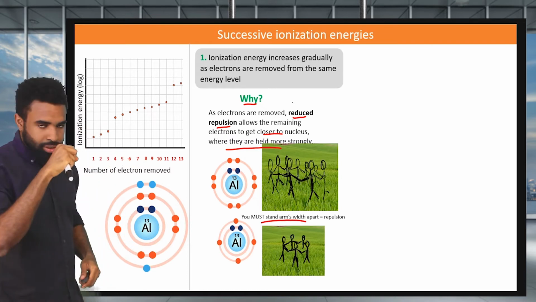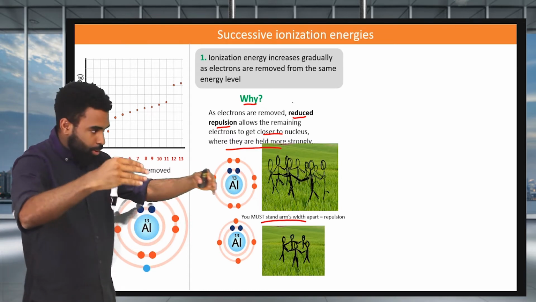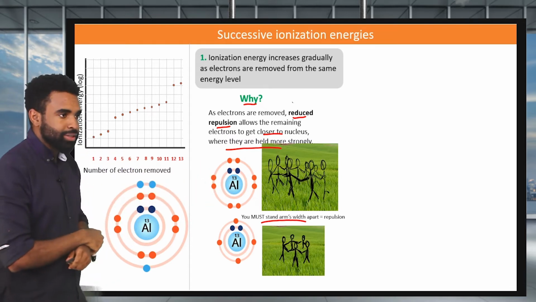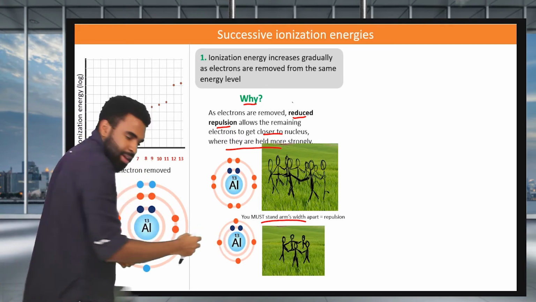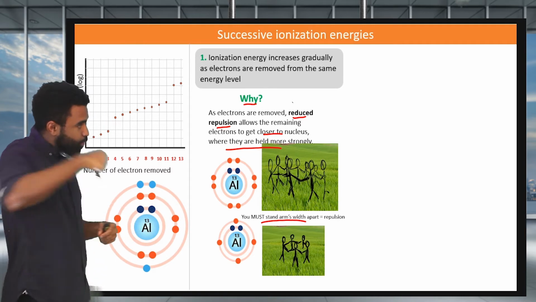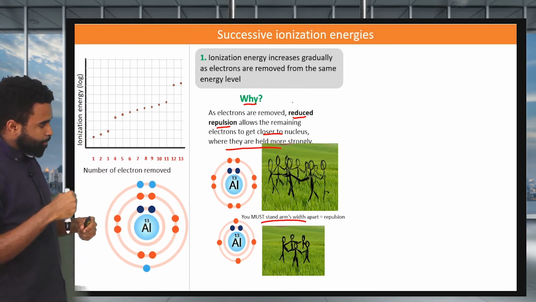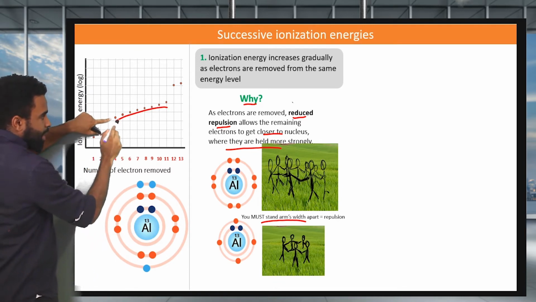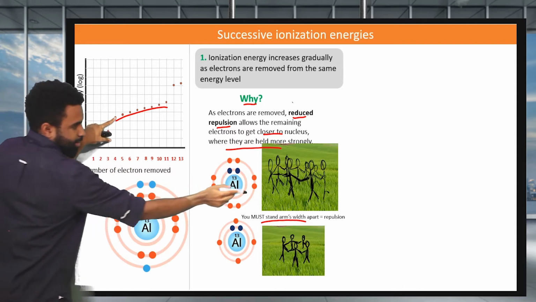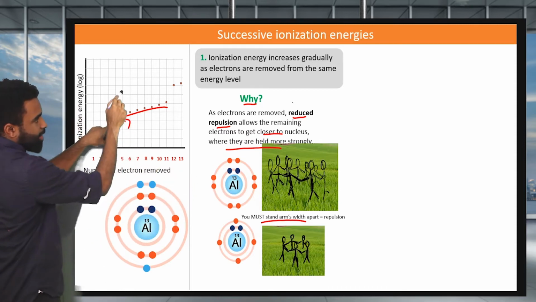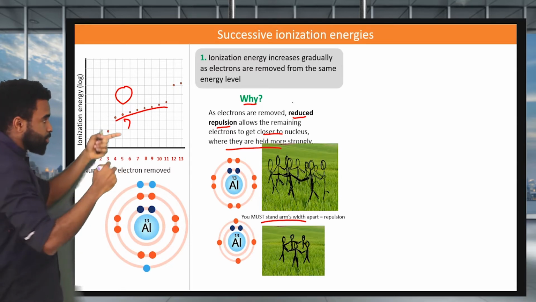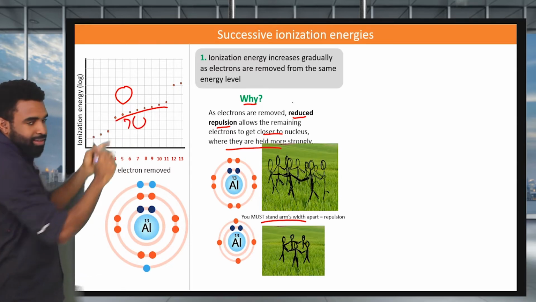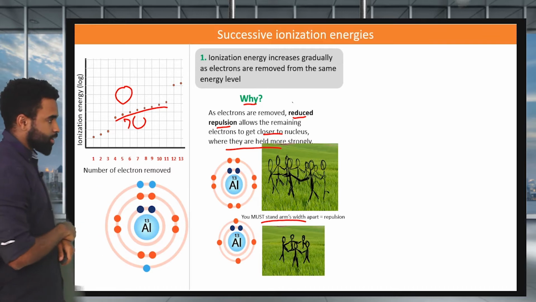Similar case with the electrons. As we remove electrons, we reduce the repulsion, and therefore we allow the electrons to come closer to the nucleus. When electrons are closer to the nucleus, they're held more strongly, therefore they're harder to remove. So if we take this shell, for example, when we go from 8 electrons to 7, the ring is slightly smaller, and therefore they're harder to remove. And then we go to 6, and the ring gets smaller still, and harder still to remove.